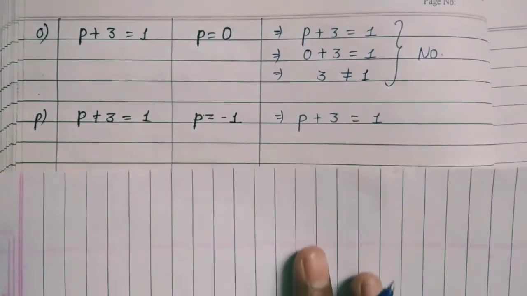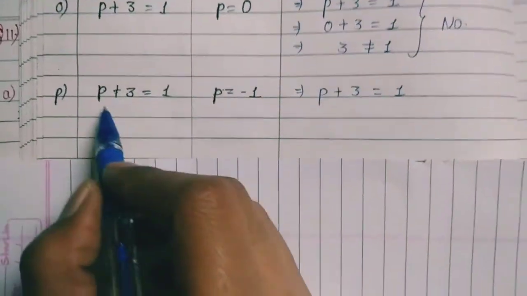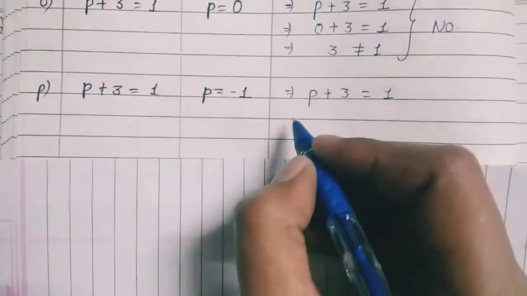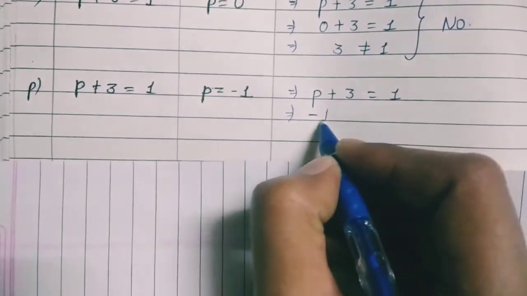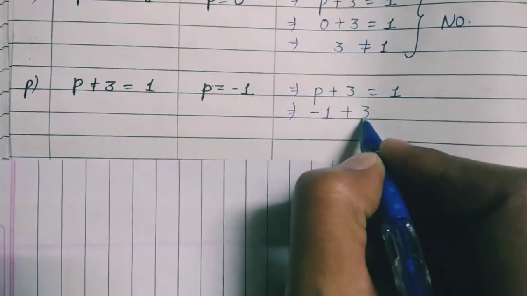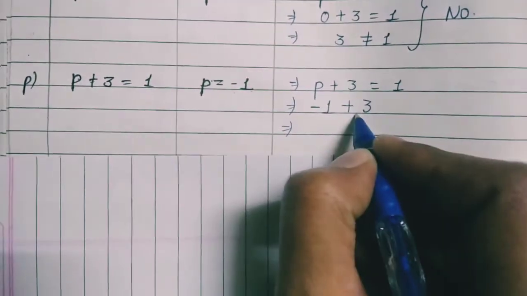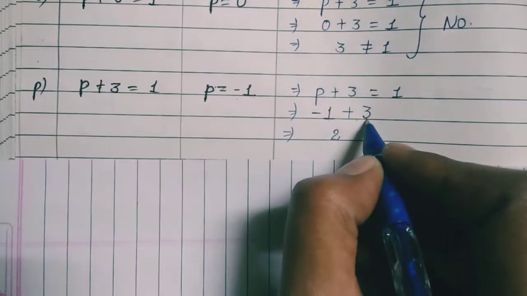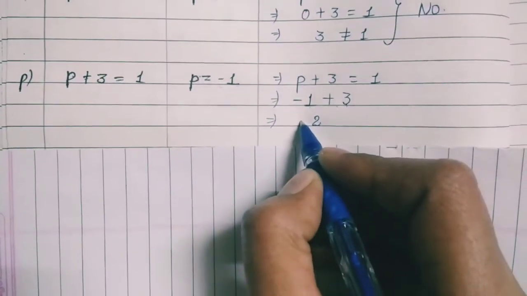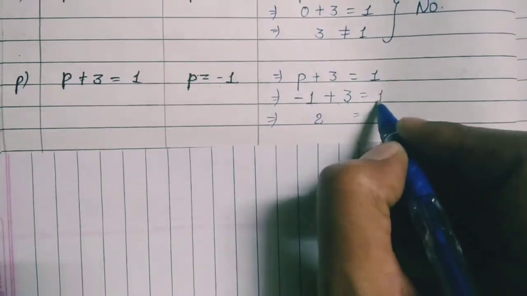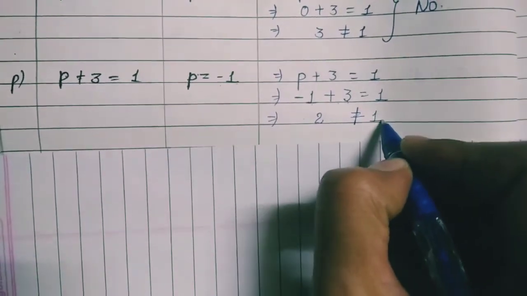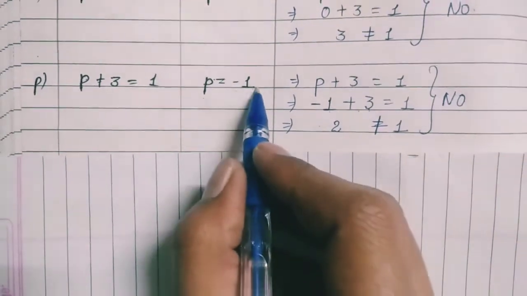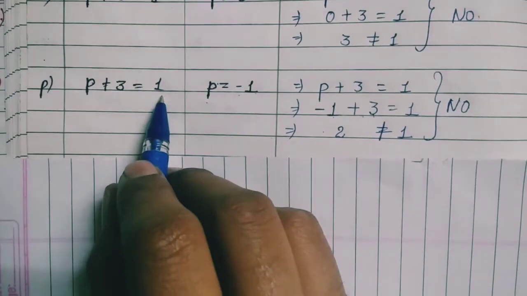Now its P is p plus 3 is equal to 1 and the value of p is minus 1. It means on the place of p what we have to write? Minus 1 and plus 3 is already here. Minus plus is minus. It means 3 minus 1 is 2. And who is the greater number? 3 is the greater number. So its symbol will be here. And in the right hand side we have 1. So 2 is not equal to 1. So in this condition no is here. When p value is minus 1, on that time our equation is not satisfying.